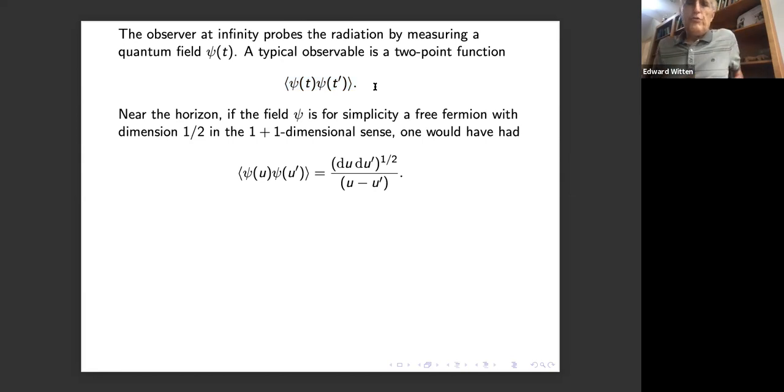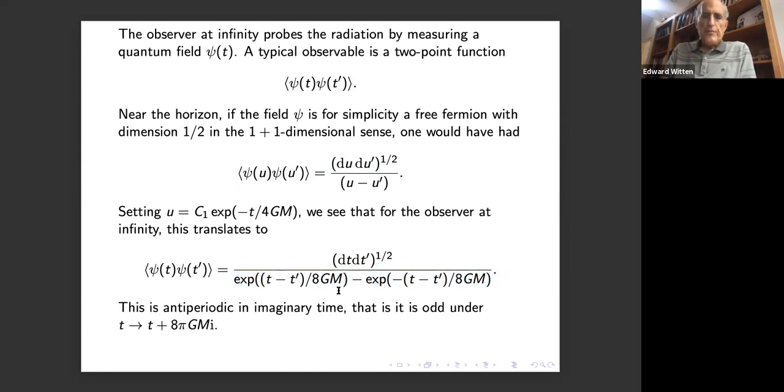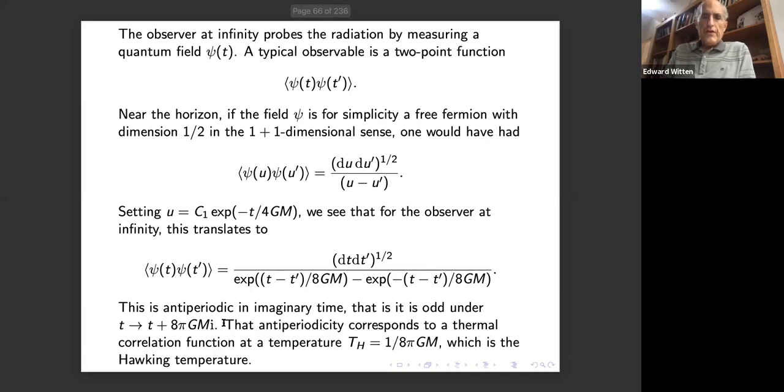So for example, suppose the 1+1-dimensional quantum field is a free fermion of dimension 1/2 in the 1+1-dimensional sense. Then its two-point function in the vacuum is given by this standard formula. And we set U equals a constant times the exponential of minus T over 4GM. And we find that the observer at infinity measures this two-point function. And you can see that that's a thermal two-point function. That's periodic in imaginary time. Well, it's antiperiodic because we did fermions. It's odd under shifting T by 8πGM times i. And the antiperiodicity corresponds to a thermal correlation function at the Hawking temperature, which is 1/8πGM.